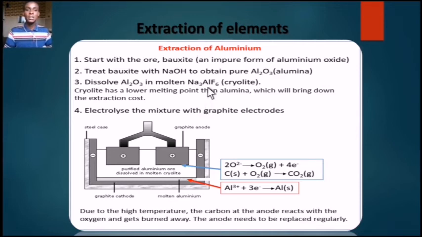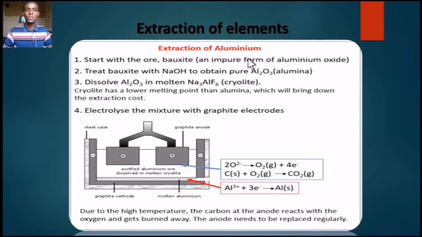So chloride is what we have here. You're adding chloride to it to dissolve it, giving it the attribute of reducing the melting point. So you reduce the melting point of aluminium oxide, and that is why you're adding chloride. And also increase conductivity, just like in the case of acidified water. You increase conductivity and lower the melting point of aluminium oxide, which brings down the extraction cost. And lastly, electrolyze the mixture using graphite electrode. So it's basic, it's just electrolysis.